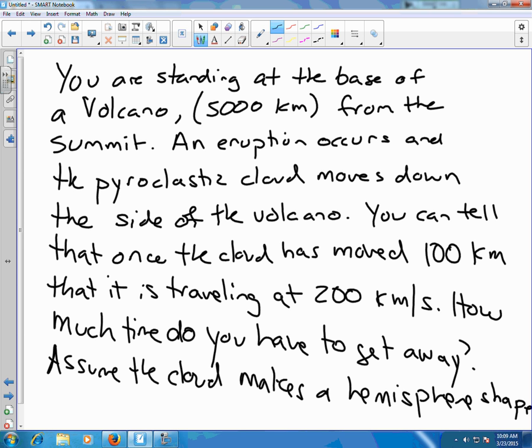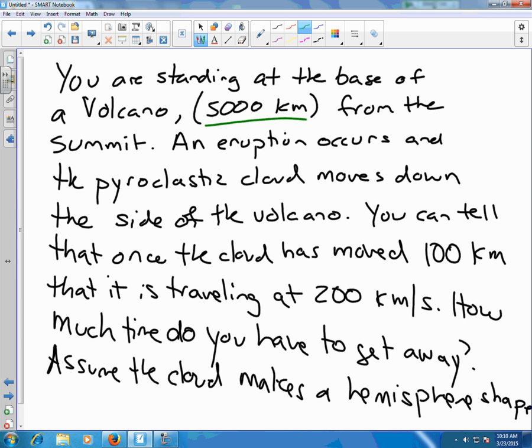So, you're standing at the bottom of a volcano, or at least close enough to a volcano, about 5,000 kilometers from it. I know that's a ways, but if you think about mountains, it may not be quite as far as you think. I understand it seems a little exaggerated, and it is. It's not exactly the case.